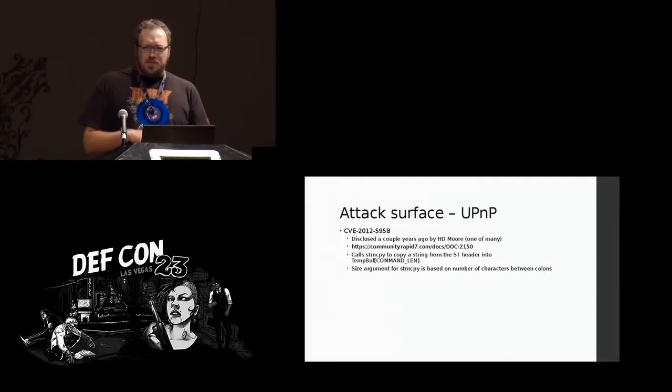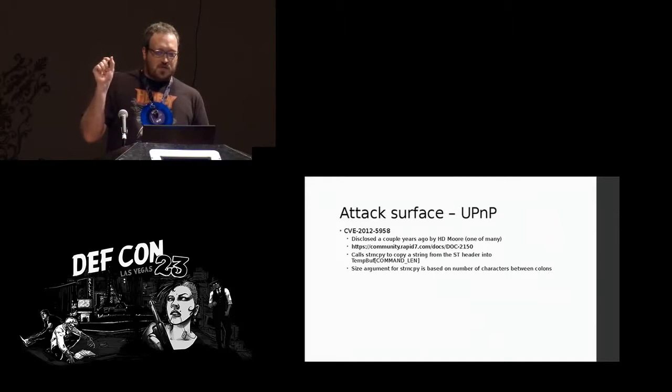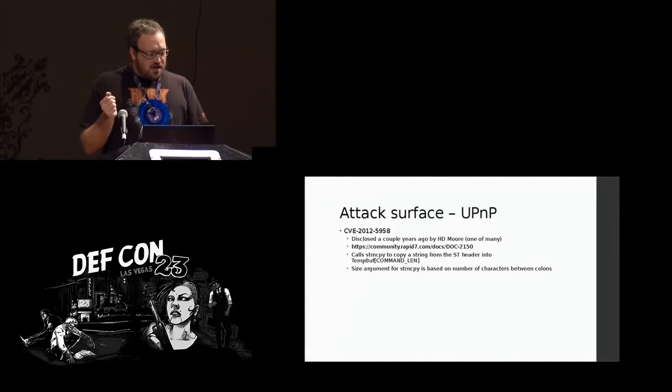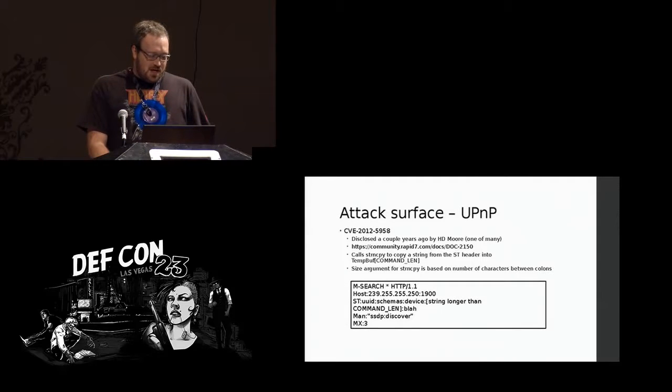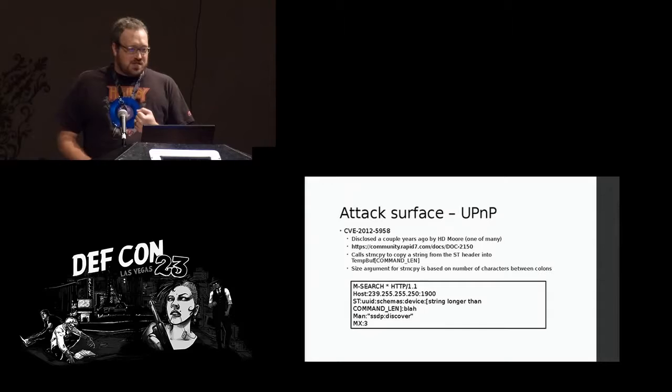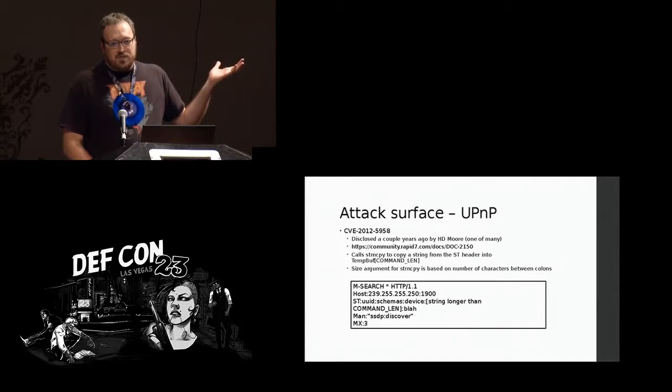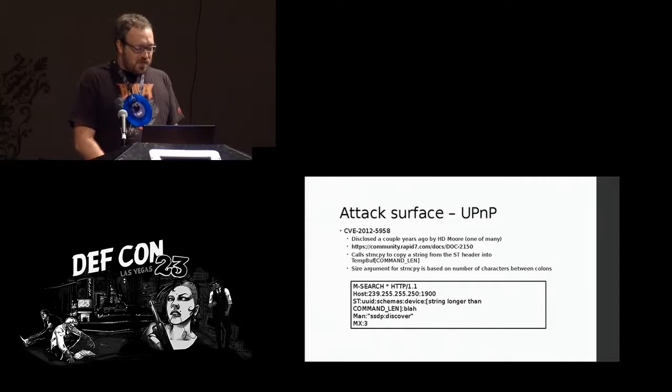Basically, in MiniUPnP, I think, they were taking the ST header from those notify packets, or from the M-SEARCH packets, sorry, and calling strncpy, which is good in theory. strncpy is better than strcpy, but the argument that they were using for the length to copy was based on the input that you were sending to it. It was based on the number of characters between colons in the thing, and what you end up with is this, which is the exact same kind of vulnerability that we've been seeing since the 90s. The kind of lessons that we've learned countless times, and now they're coming up in a brand new attack surface.